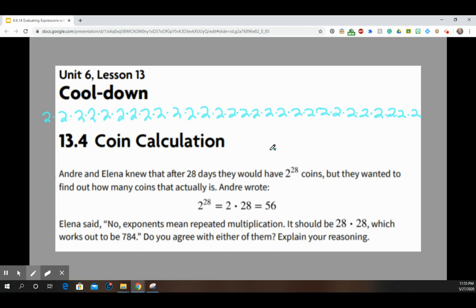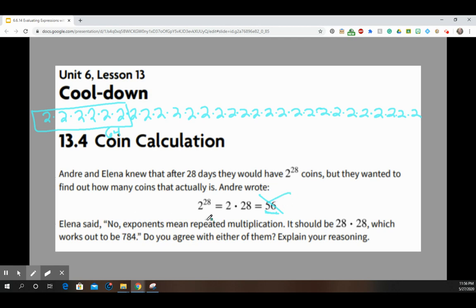Okay, so I don't expect you to evaluate this because that would be a lot of multiplication. But let's evaluate some of it so we can see that 56 is not a reasonable answer. 2 times 2 is 4, times 2 is 8, times 2 is 16, times 2 is 32, times 2 is 64. So already by here, we're at 64. So 56 is not a reasonable answer. So Andre is definitely incorrect here.